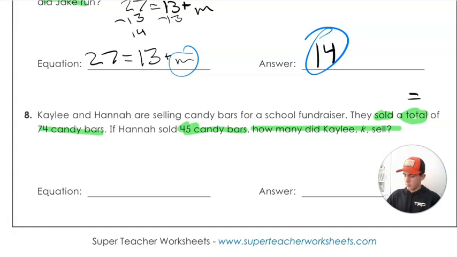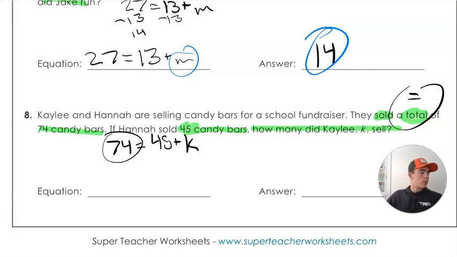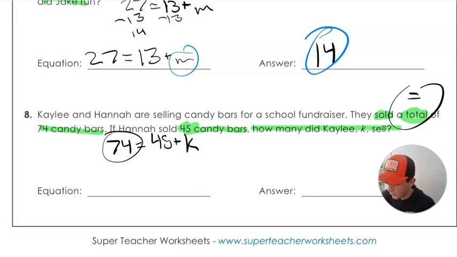So let's write it all out. We got a total of 74 candy bars, and we use that total right there. Hannah sold 45 candy bars. How many did Kaylee sell? So we want to add these two to get to 74. So we go 45 plus K. Am I doing that right? Yes. And the opposite of addition is subtraction. So you go minus 45. You do to one side what you do to the other. You go minus 45.